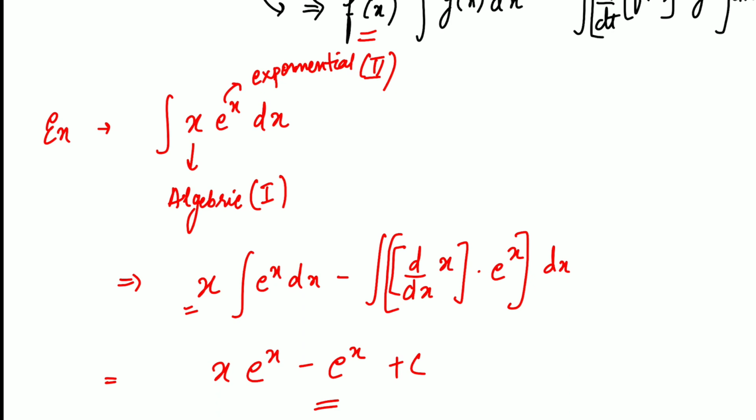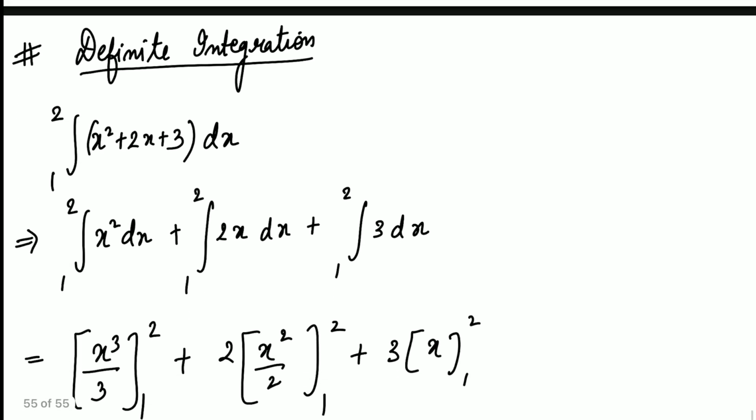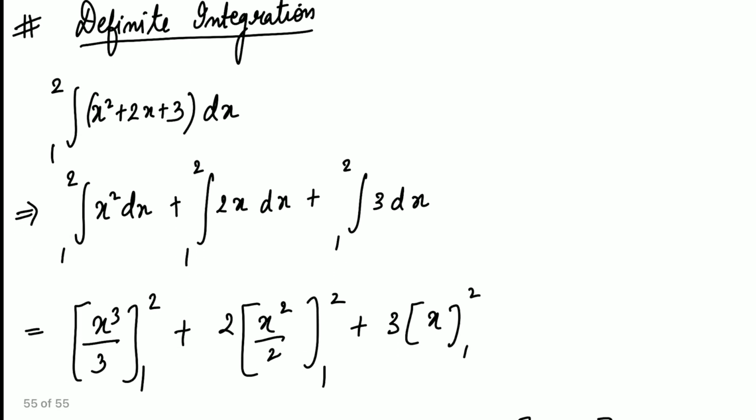Okay, let's move on to one very important topic, that is definite integral. Now how can you do definite integration? Let's talk about this example. You have to integrate x square plus 2x plus 3 with your limits, that is 1 to 2. You have to integrate it from 1 to 2. So how will you do it?